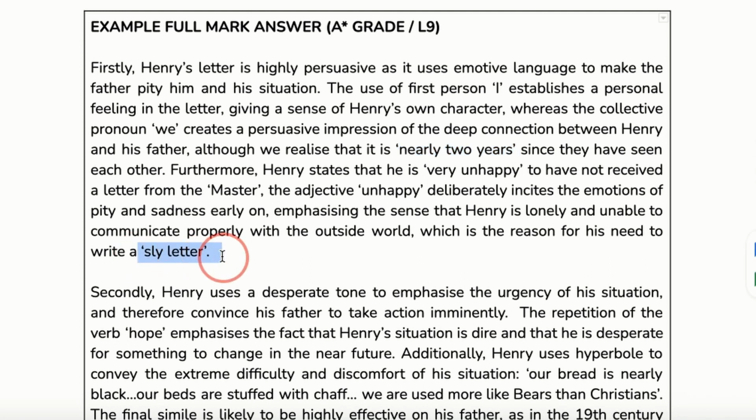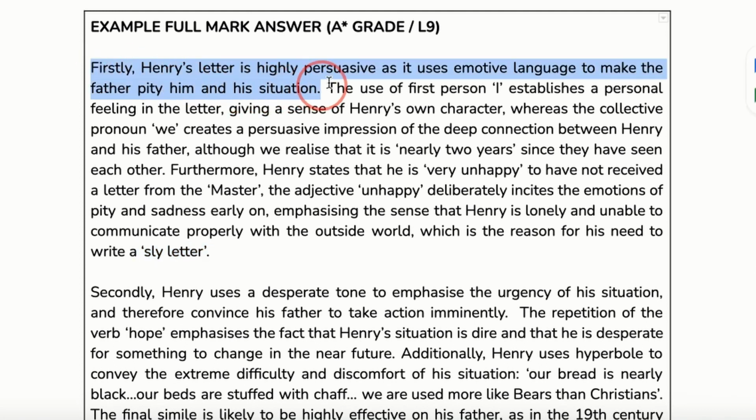It ends on a quotation, which is not always the best thing to do. But if you have enough quotations that you've analyzed well in the rest of the paragraph, then you can afford to end on a quotation like that. So only do that if you're very confident with your essay writing.